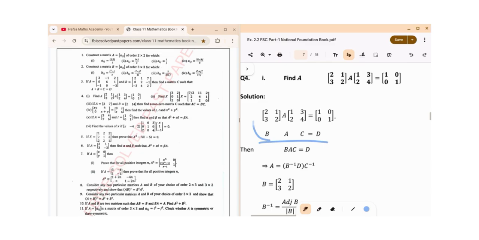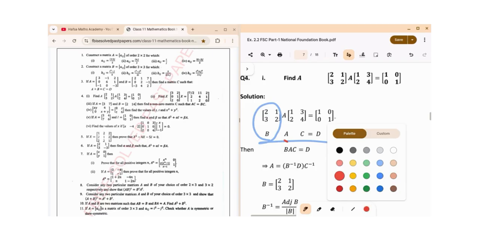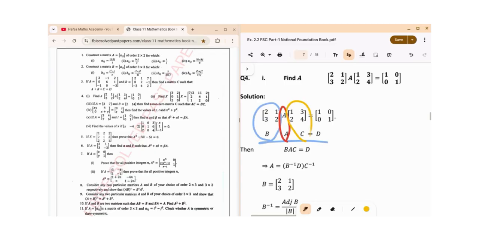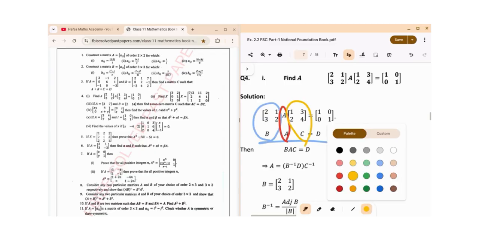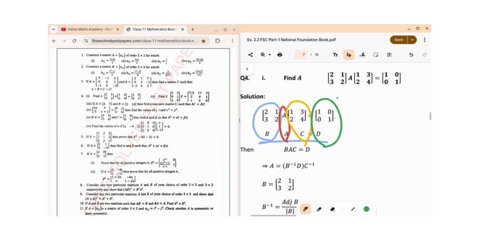B is blue, I'm just going to mark it off as blue. A is red. This is what we have to find. C is yellow, a very disgusting yellow. And D will be green. So they've marked off all the matrices on their own.